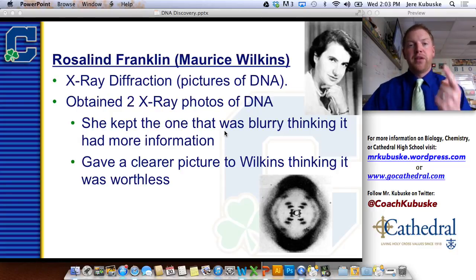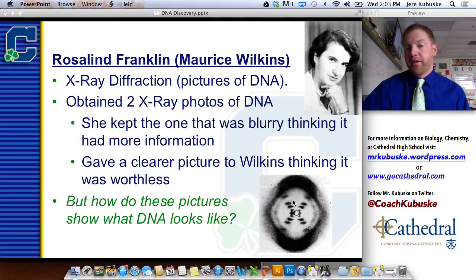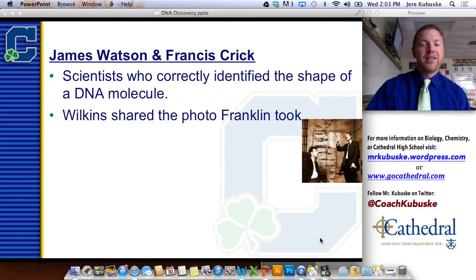So anywho, she took 2 pictures. She kept one of the pictures and tried to solve the mystery herself. She kept a blurrier one, thinking that it had more information. She gave a clearer picture, what we come to know as Photo 51, to Wilkins, thinking it was worthless because it only had a simple X and a big circle. That can't mean anything, right? But this circle and this X actually ends up showing us what the shape of DNA is.